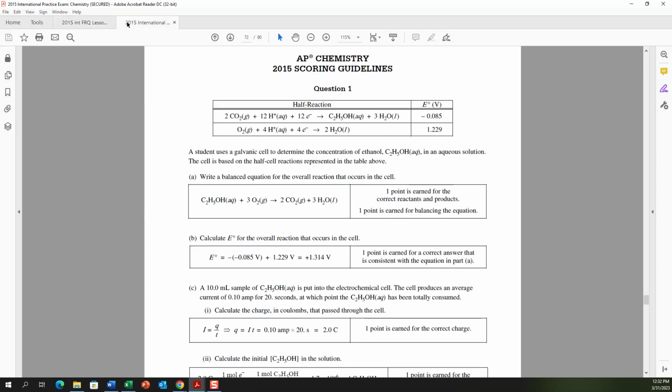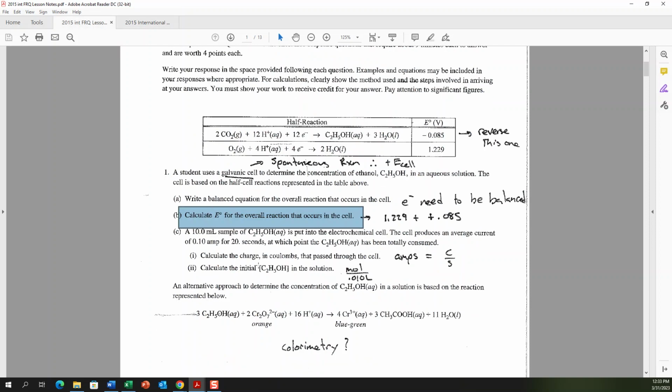All right, so let's just check the scoring guide. All right, so yep, there's my overall balanced reaction. So again, I reversed this one and I multiplied this one by 3. I canceled out what could be canceled and I got that. And then for part B, I just took the opposite of negative 0.085, right? I flipped the sign and then I added it to, so positive 0.085 is my oxidation potential. 1.299 is my reduction potential. I add those up to get my overall potential. All right, so that's A and B.